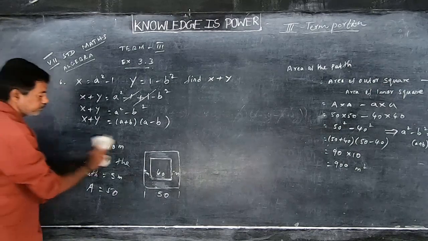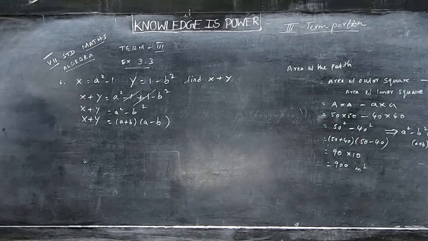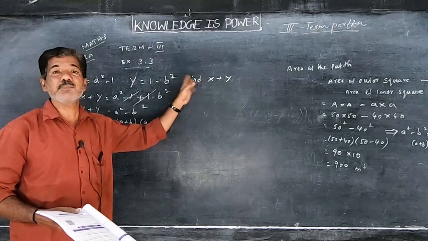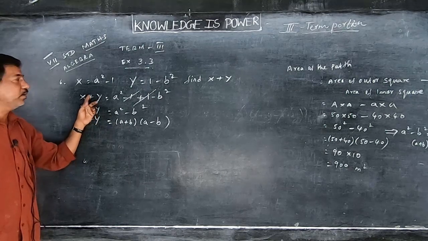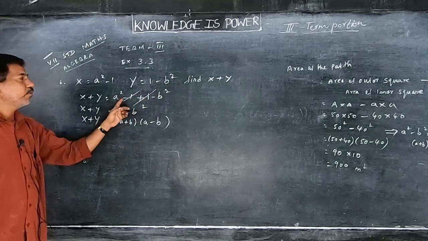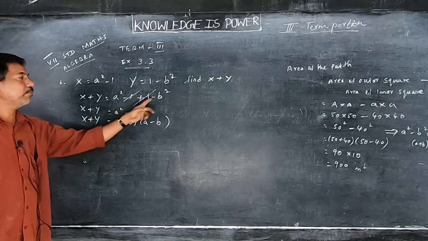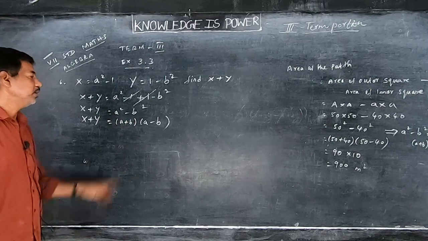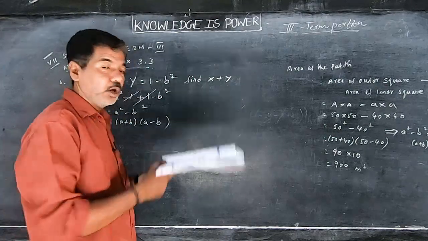Can you follow this? One more time I'll repeat it. Look at question number 6. x is given like this, y is given like this. The question asks to find x plus y. So I have written x plus y. In place of x you write this, in place of y you write this. When you add, plus 1 and minus 1 will cancel. Remaining will be a square minus b square. So that is a plus b and a minus b. So this is the answer for x plus y. Now question number 7.